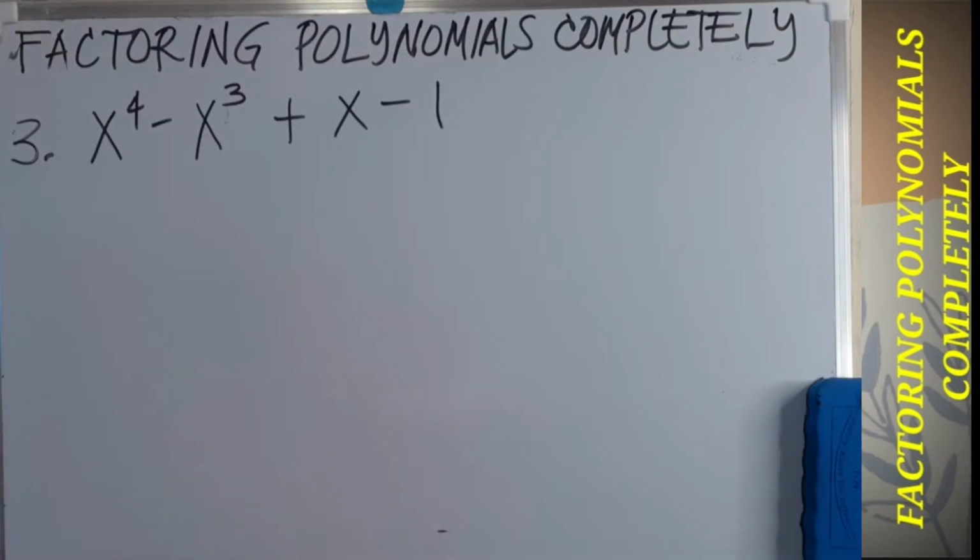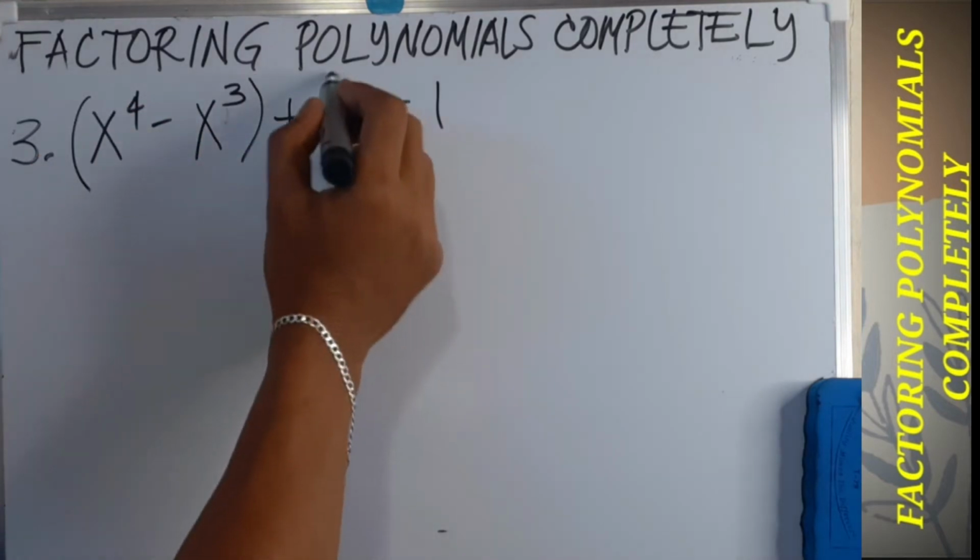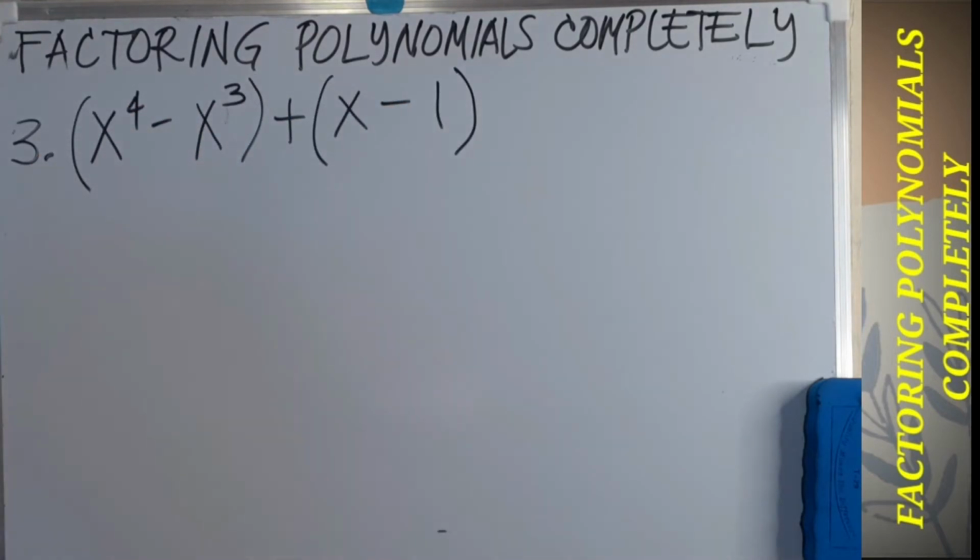Number 3, factor x to the fourth minus x cubed plus x minus 1 completely. Since there are 4 terms, we will apply what we learned in factoring by grouping. Since the third term is already positive, we can now regroup them. First and second term is the first group. The third and fourth term is the second group.